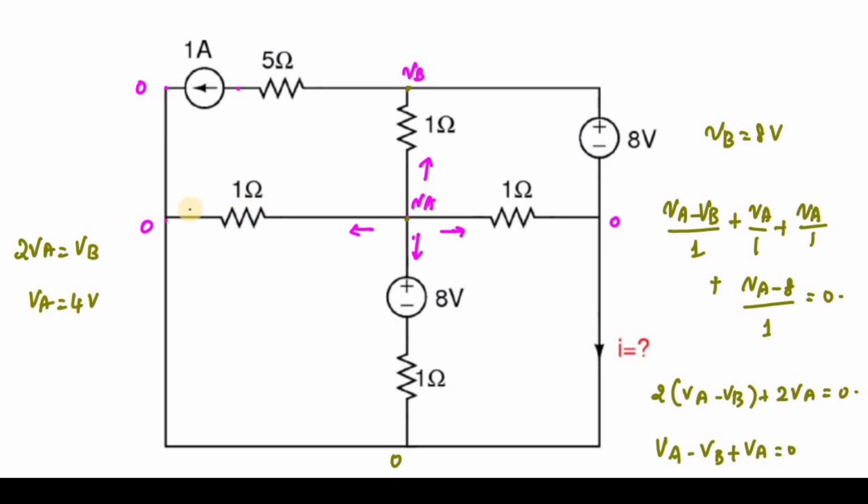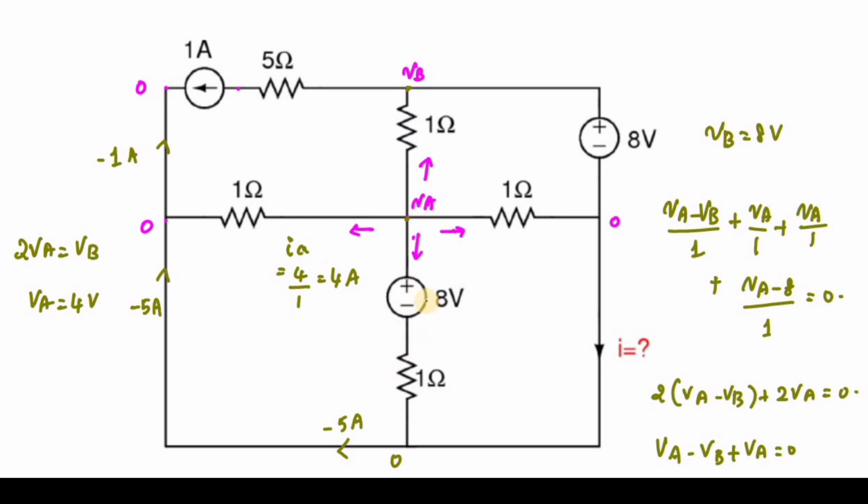So if VA is 4 volt, what is the current flowing through this one? Let me take this one as IA. Here the current is 1 amp, right? So minus 1 amp. If it is 4 divided by 1, that is 4 amps current. The 4 amps current is flowing through this one. So this must be minus 5 amps, right? If I add this one, I will get minus 1 volt. So the current flowing through this one is minus 5 amps, right?